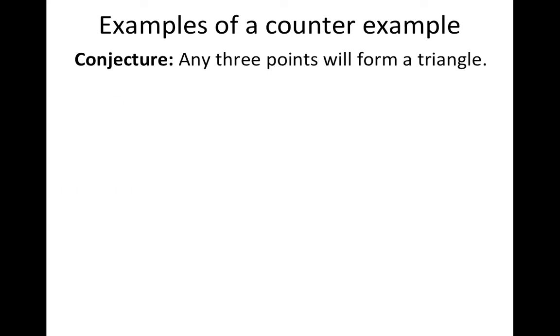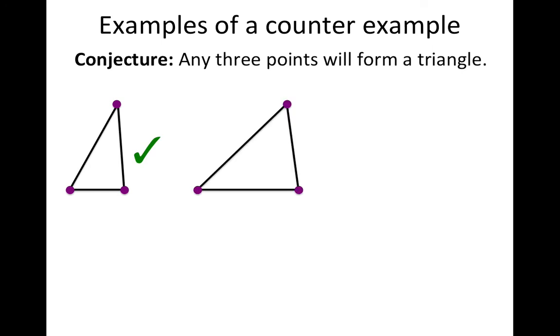So let's try that. There are 3 points right there, and if I draw lines in between them, or line segments to be more accurate, there's a triangle. So check, my conjecture holds. 3 more points, another triangle, another example that supports my conjecture. 3 more points, yet another triangle, another check. Looks more and more like 3 points always form a triangle.